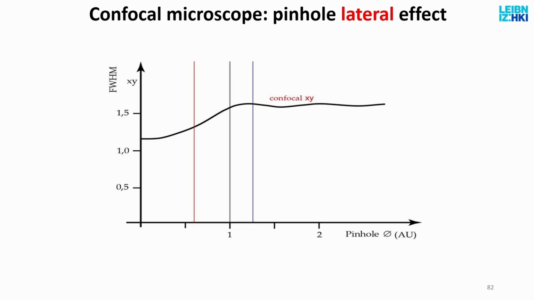So confocal microscopes will help you with optical slicing in the axial direction, but not so much with the lateral resolution. Typically, we say 20% gain in the lateral resolution.